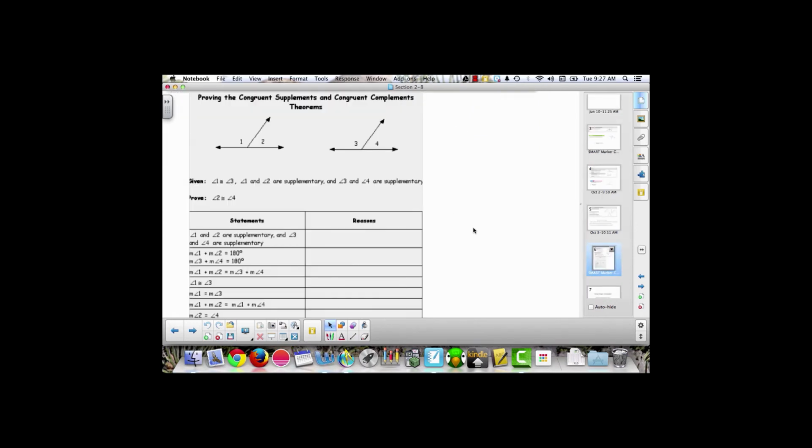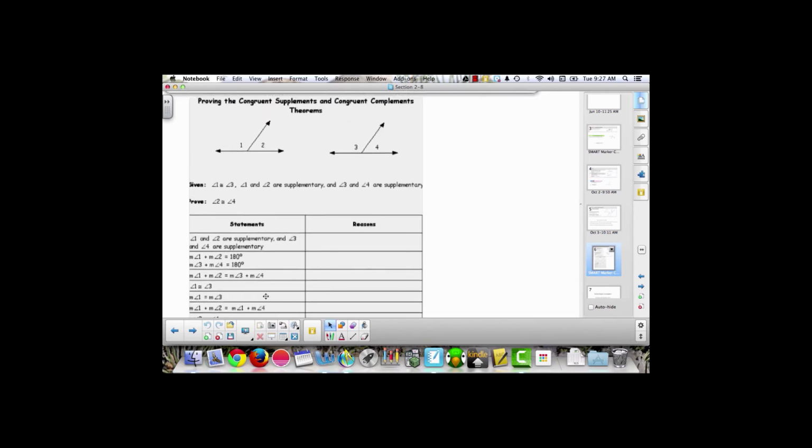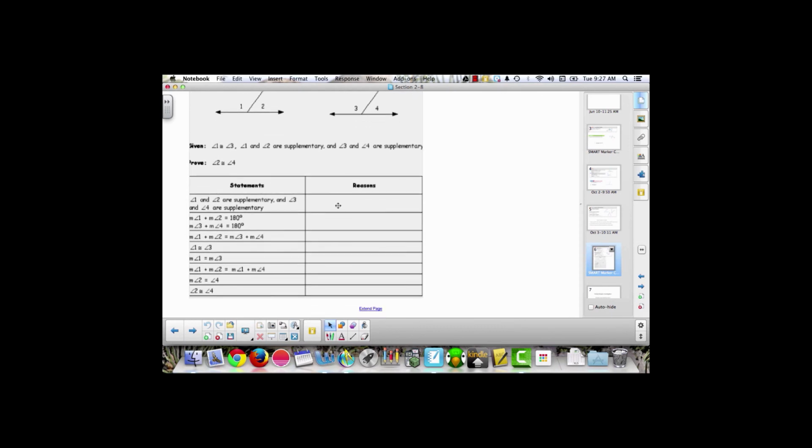Okay, now that you've made some conjectures about congruent supplements, I want you to try and prove your conjectures. I have drawn a picture for you and written out what the given and the prove are for this particular proof. I've also written all the statements down below here. What I want you to do is fill out the reasons for each of your statements. Go ahead and do that activity now and be prepared to discuss your reasons in class.